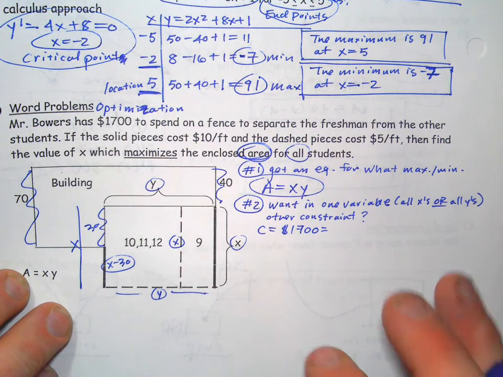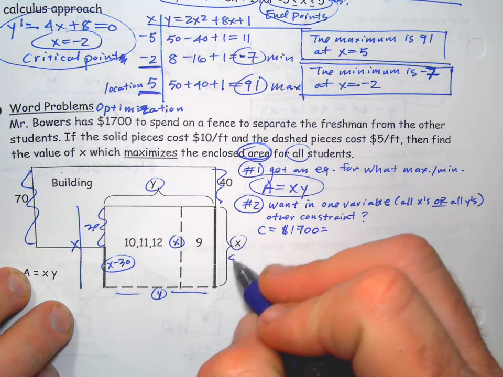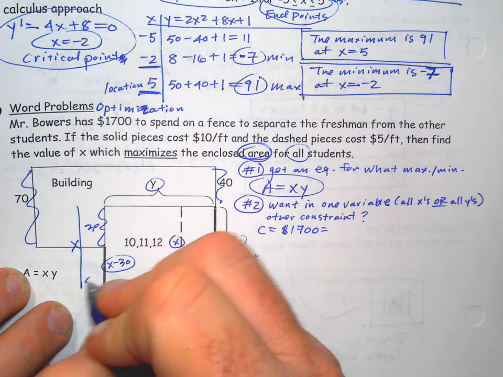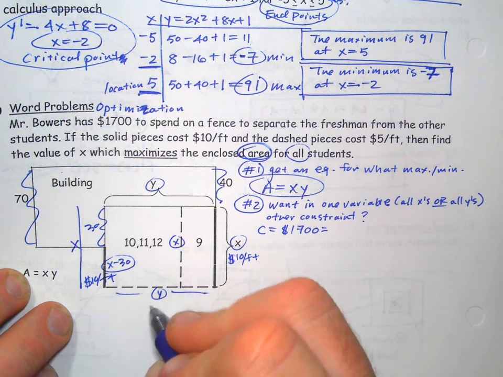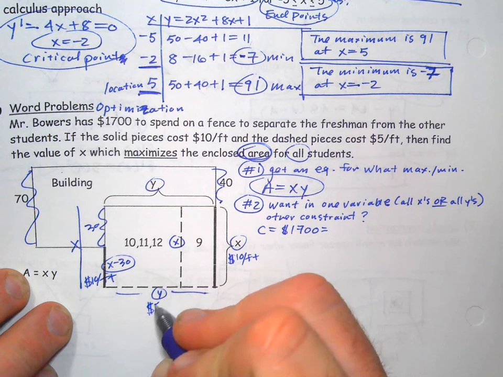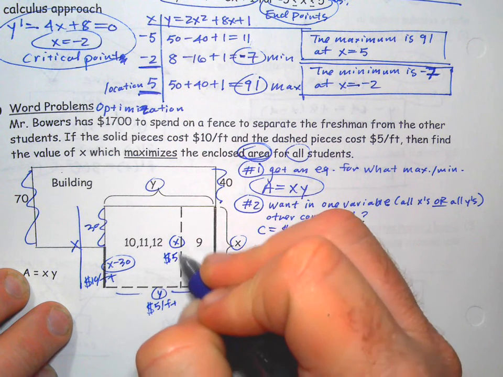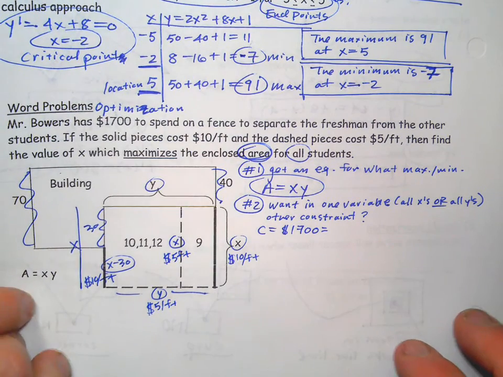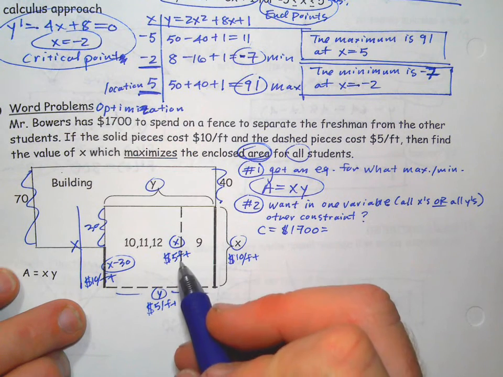Now, I'd put all the prices next to them. It says the solid pieces cost $10 a foot. So I'd put $10 a foot there, $10 a foot over here. And the dash ones are $5 a foot. They're a little cheaper fence. $5 a foot, $5 a foot. So I find it helpful to put that next to all the sides of the fencing, because the way you find cost of something is quantity times price.